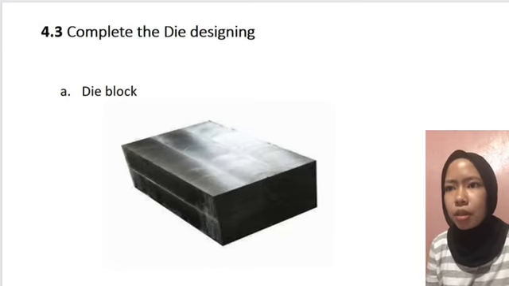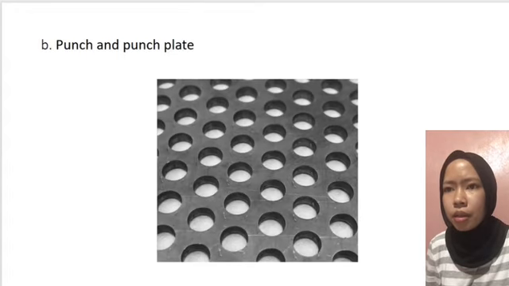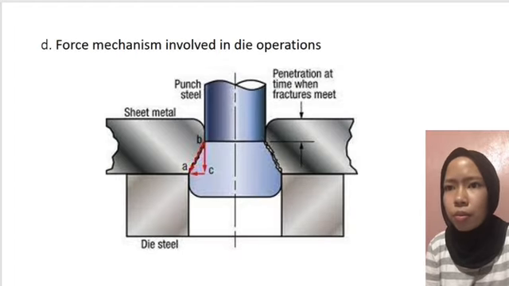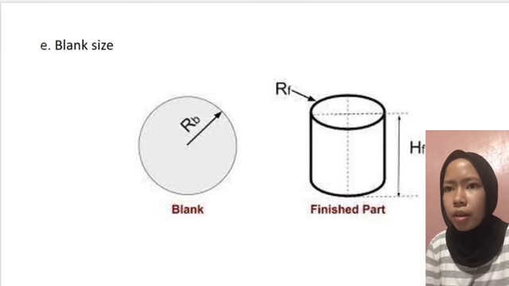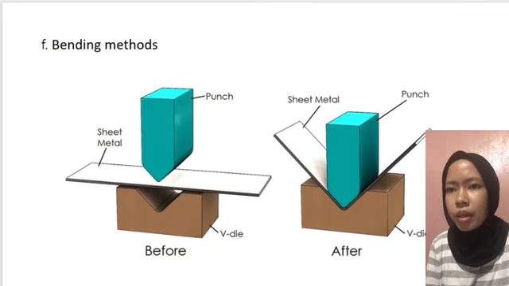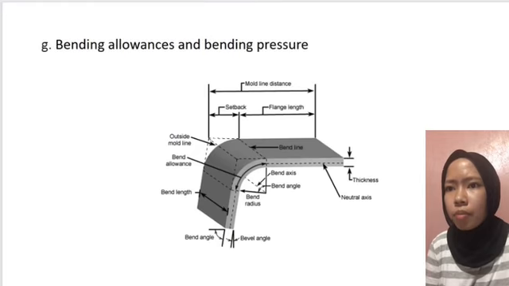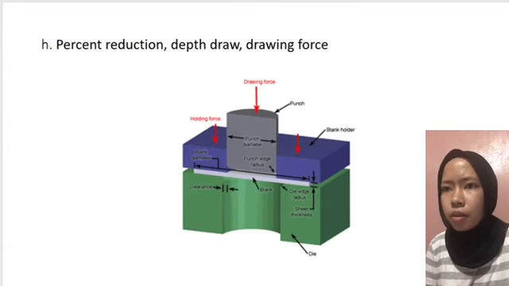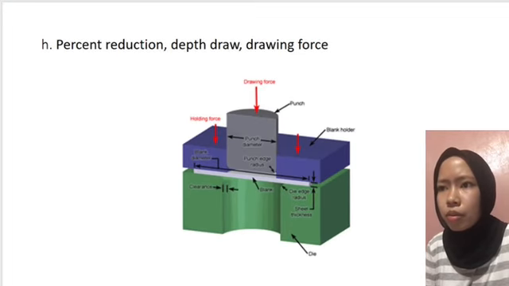4.3 Complete the die designing. Die block, punch and punch plate, pilot, stripper and pressure pad. Force mechanism involved in die operation. Blank size, bending method, bending allowance and bending pressure. Percent reduction, draw force, throwing force.